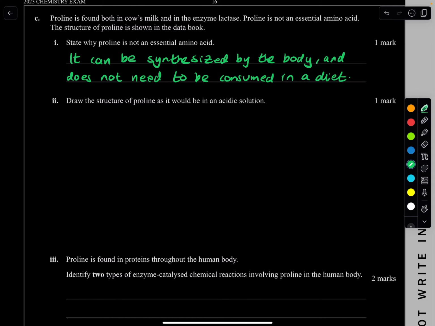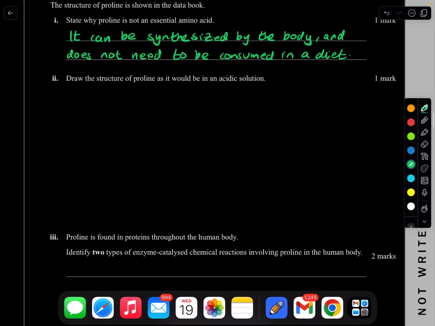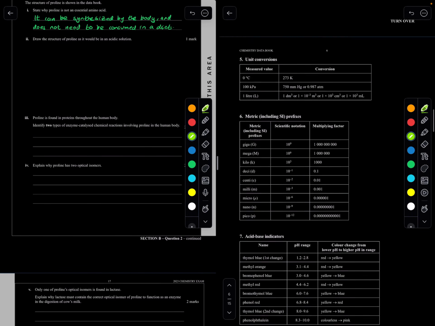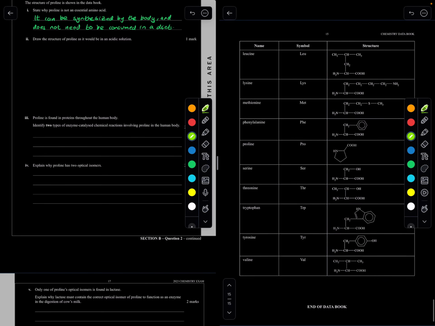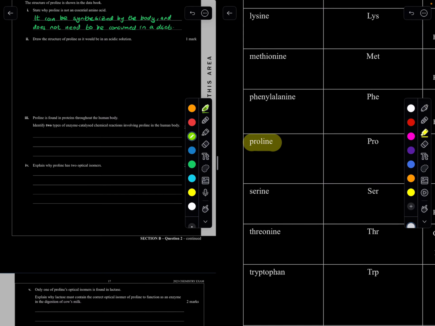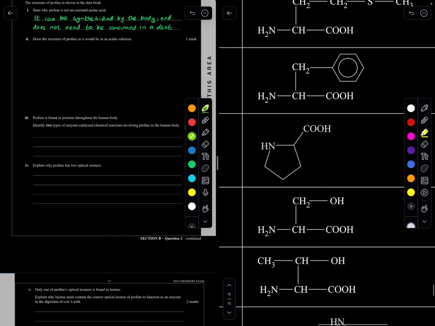Beautiful. Draw the structure of proline as it would be in an acidic solution. Whoa, well, let's have a try at that. So let's have a draw at proline. I'm going to use a different color. Where's proline? It's an amino acid, so let's go down to our amino acids. Proline, where are you? There it is. This is the structure of proline. Let's have a sketch at it.